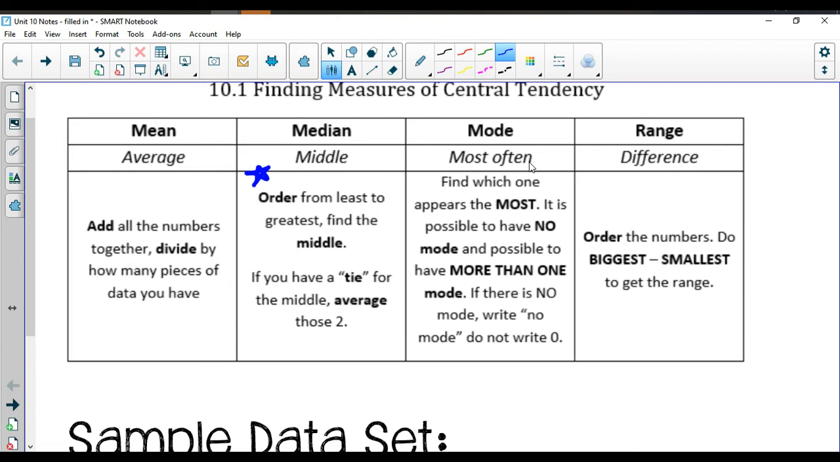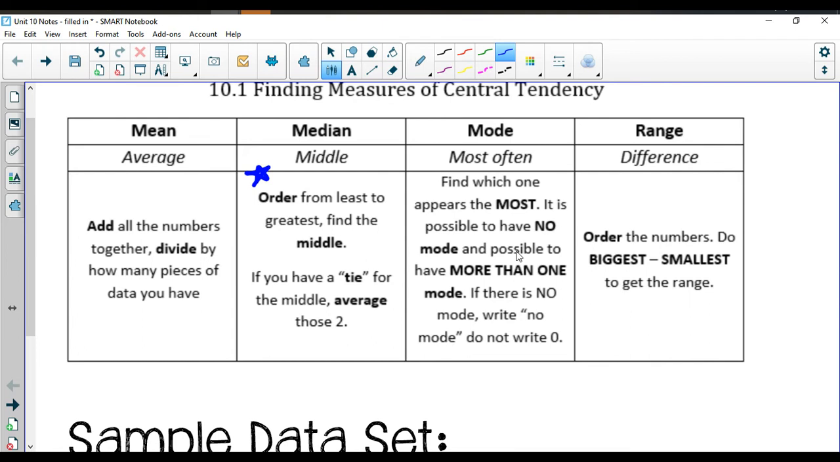The mode is the number that occurs most often in your data set. So you don't answer this as a 0 if there is no mode, because you can find one number which appears the most. It is possible for you to have no mode. So if you look at your data set and all the numbers only appear one time, you would write the words no mode. You would not actually write out a 0. That's a common misconception.